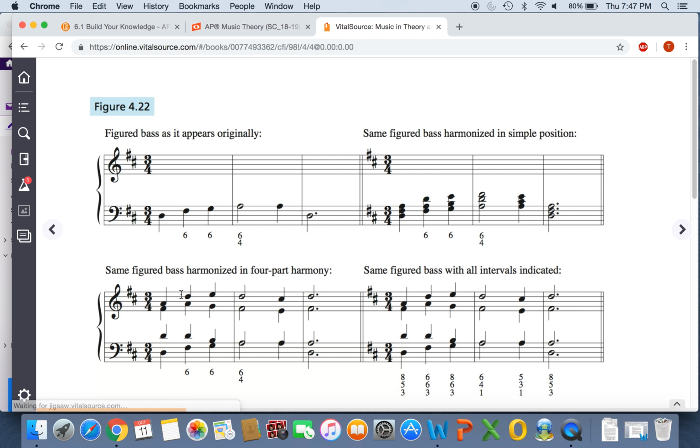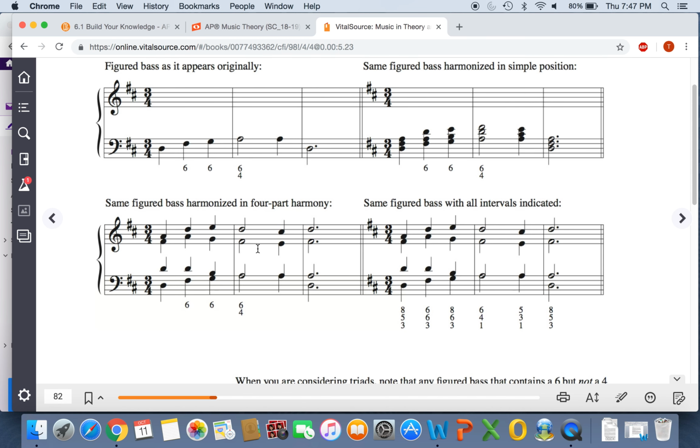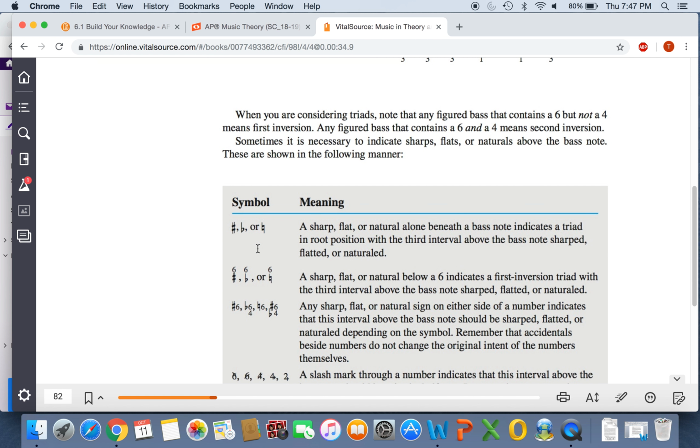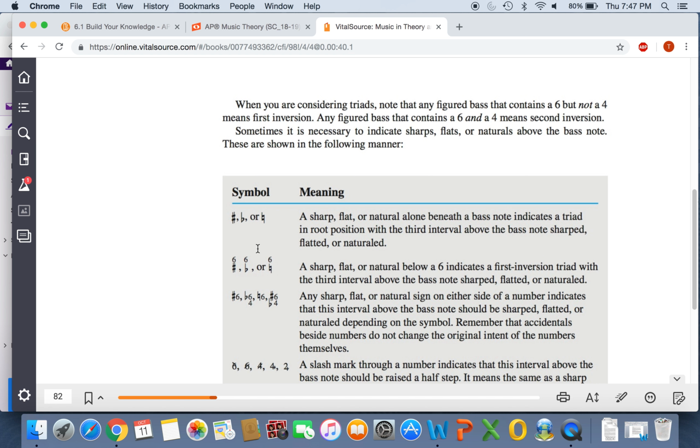Don't let me catch you writing everything possible to write. Okay, this is your chance to go over what the figured bass things are. Please do the reading, you guys. I'm here to give you a lecture to help you through it, not to do it for you.